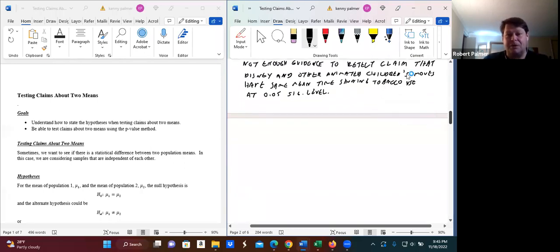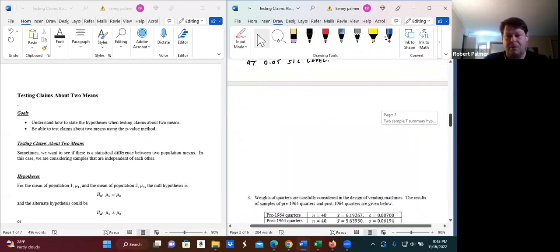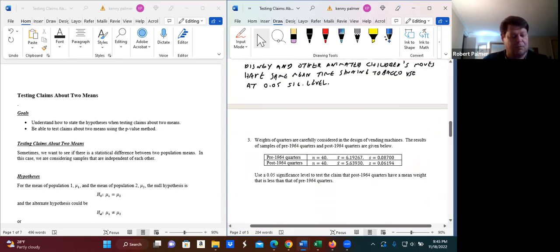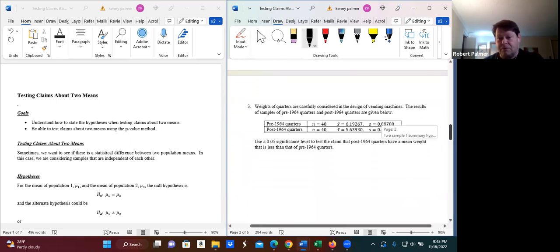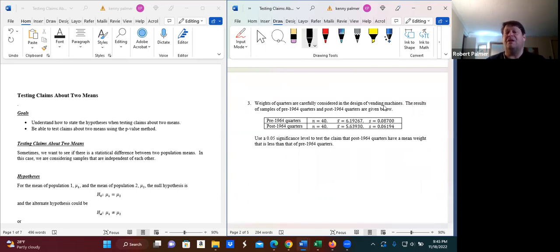And then the last one, let's take a look at our last example. This one says, weights of quarters are carefully considered in the design of vending machines. Results of samples of pre-1964 quarters and post-1964 quarters are given below. Once again, I'm going to call this my population 1 and my population 2, so we just have to be careful how we say this. In fact, maybe we change it. May want to decide that afterwards.